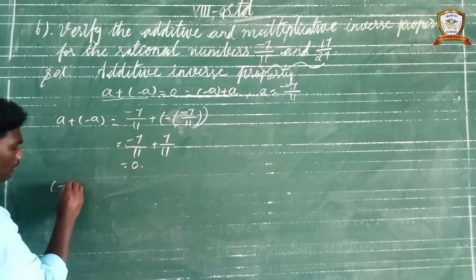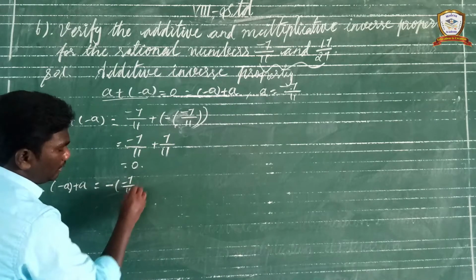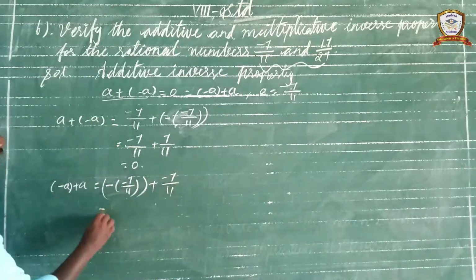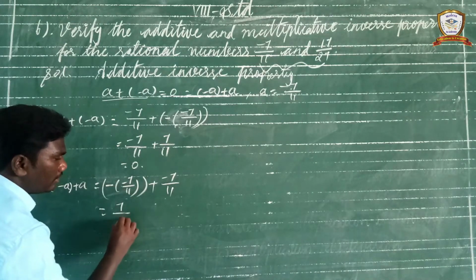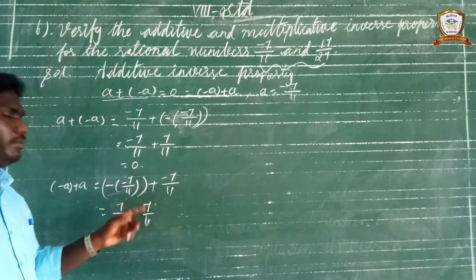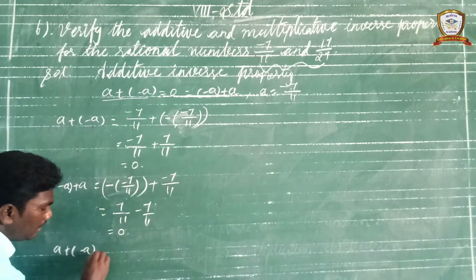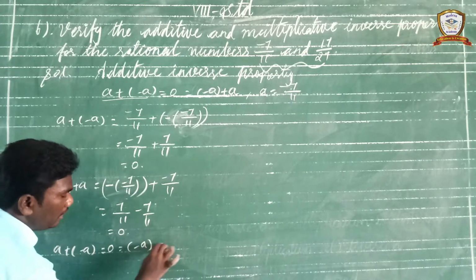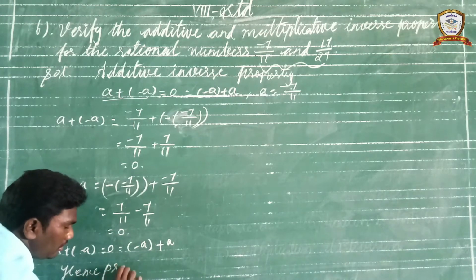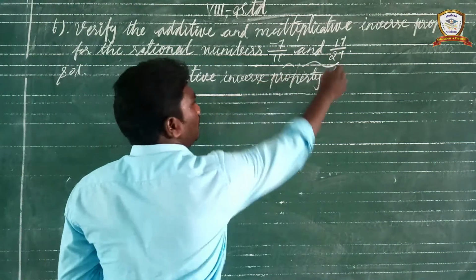Okay. The next one: minus a plus a. Minus a is 7 by 11, plus a, minus 7 by 11. Therefore 7 by 11 minus 7 by 11. So we subtract and we get answer 0. Therefore a plus (minus a) is equal to 0, is equal to minus a plus a. Are you clear? Therefore, hence proved.